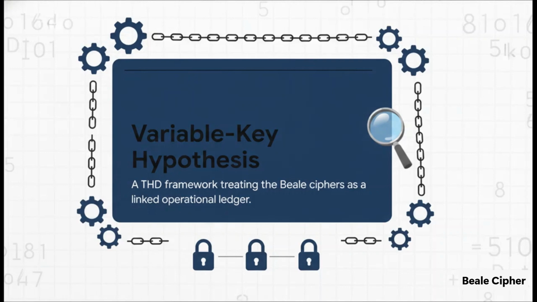The research author, Kevin L. Brown, who is a researcher, inventor, and author, proposes what he calls the variable key survey hypothesis. Now, the core of Brown's hypothesis is incredibly smart. It states that the 3 Beale ciphers are not just independent, standalone puzzles. Instead, they are actually a linked operational ledger, where each cipher performs a very distinct role in a larger mechanical system.